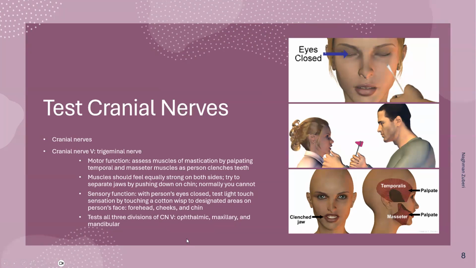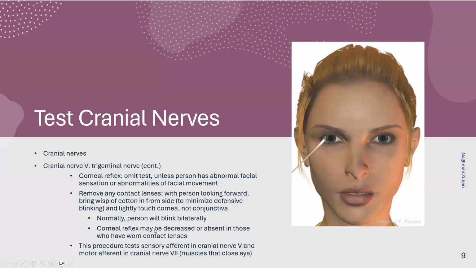Sensory function: with the person's eyes closed, test light touch sensation by touching a cotton wisp to designated areas on the person's face like forehead, cheeks, and the chin to check all the three divisions. This tests all three divisions of cranial nerve 5, the ophthalmic, maxillary, and the mandibular divisions.